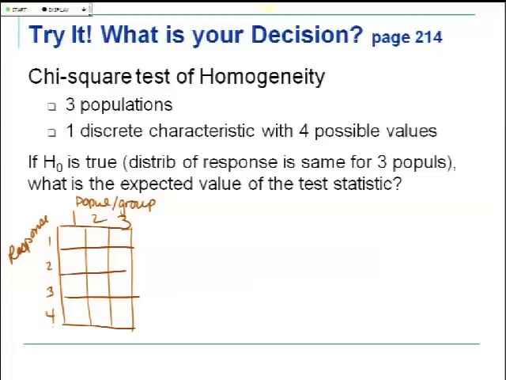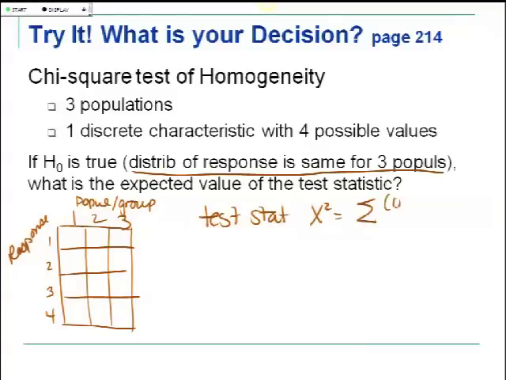If H-naught's true, and here's that phrase again, if the distribution of your response is the same for your 3 populations, what's the expected value of your test statistic? So what's my test statistic again? My test statistic is this x squared, right? It would be found with those observed counts and the expected ones.